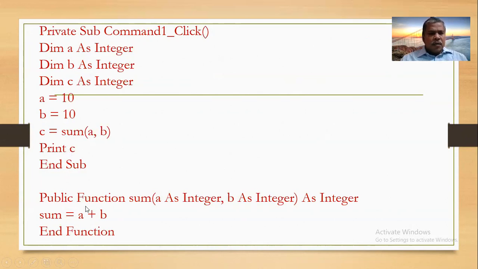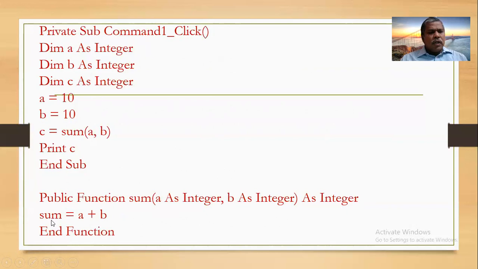This is my sub function, that is, the function. Public is the access specifier. Function sum is the function name. A as integer, B as integer, two arguments I am sending from the main program. This is as integer. What is it going to return? It is going to return an integer.